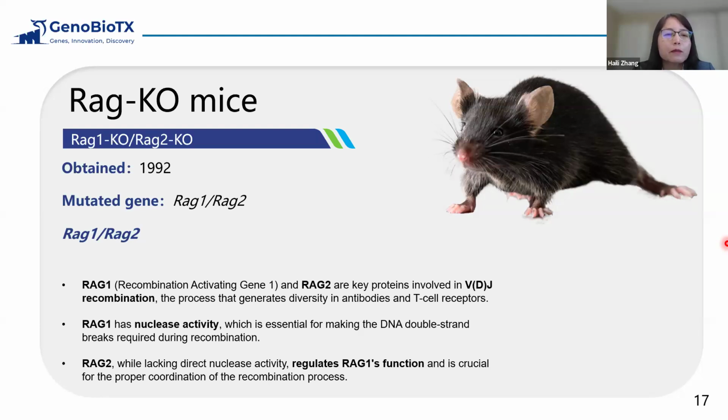So both RAG1 and RAG2 are key proteins involved in VDJ recombination. RAG1 has nuclease activity and is essential for making the DNA double-strand breaks. And RAG2 regulates RAG1 function and is also crucial for the proper coordination of the recombination process.